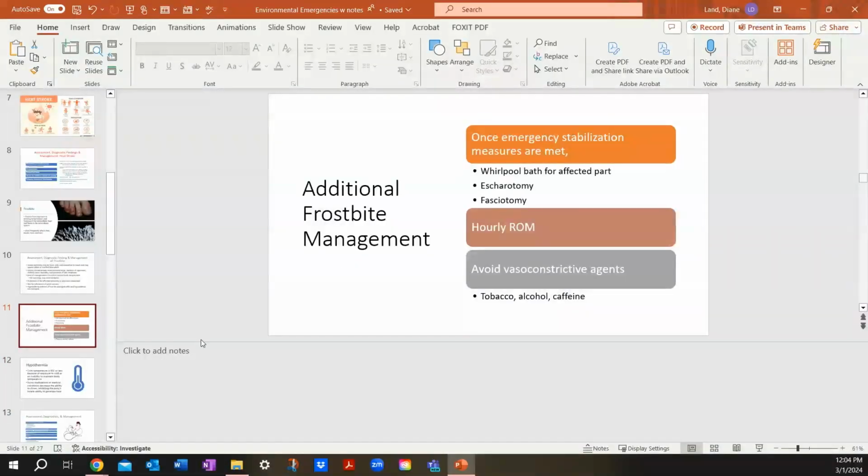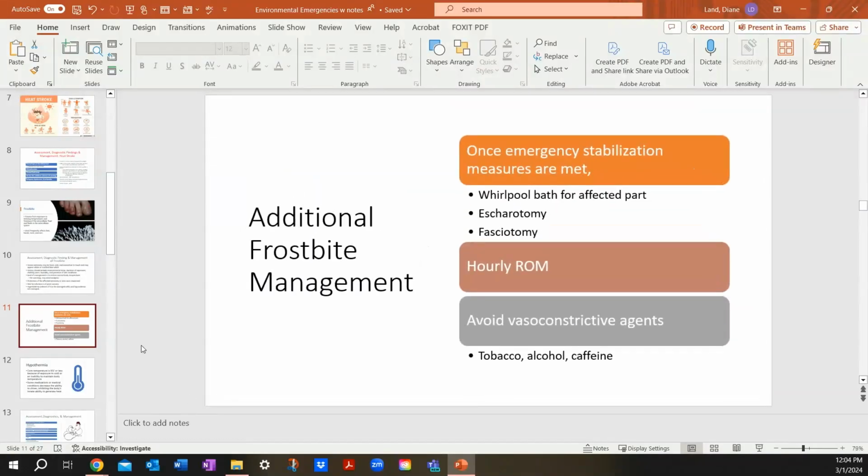Now, additional management, once they're stable, they're going to do those whirlpool baths to the affected part, like I mentioned earlier. They might have to do an escharotomy or a fasciotomy to release pressure, especially if we've got compartment syndrome. So how do you know they have compartment syndrome? They're going to lose their pulses, right? Their feeling, their movement. They may not have feeling and movement in the beginning when they come into the ER. Hourly range of motion, because we don't want to lose that flexibility, and avoid vasoconstrictive agents.